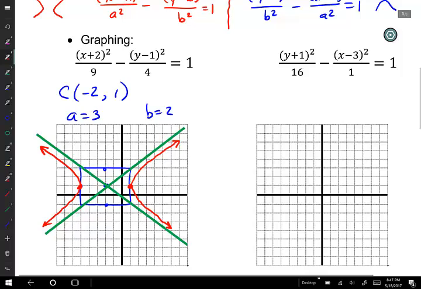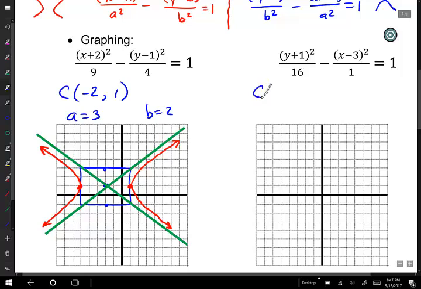Let's look now at our example on the right side where we have the y coming first. Our center over here is +3, -1. Please realize that the x comes first. Underneath the y value, we have a b squared of 16. So that means b equals 4 and a equals 1. So I'm going to go to 3, -1. I'm going to go up and down 4. Right and left 1. And so we have a fairly small box. Very narrow, very tall, going up and down.